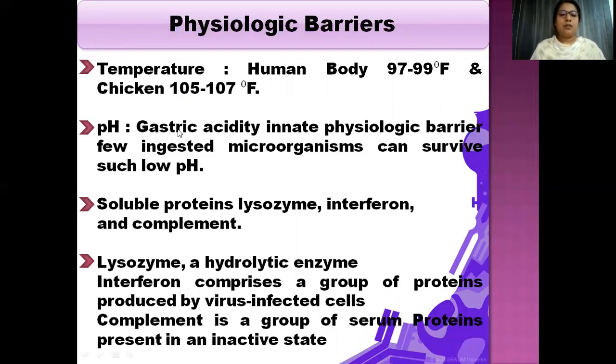Now, pH. Our stomach contains some gastric acid. This is an innate physiological barrier. When we ingest food, when we take water, or we inhale air, some microorganisms always move inside our stomach. But the low pH of our gastric enzymes and HCl present in our stomach help to eliminate these microorganisms.